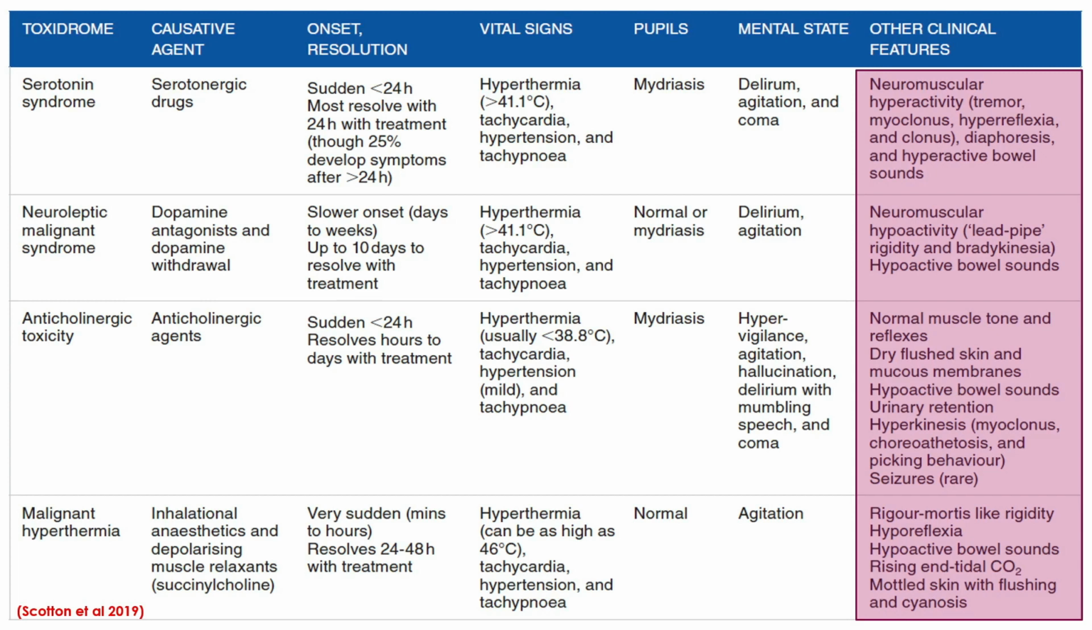occur in anticholinergic toxicity. However, in malignant hyperthermia, the pathognomonic feature is recent inhalation of anesthetic drugs and depolarizing muscle relaxants such as succinylcholine. As soon as they take, within few minutes to hours, malignant hyperthermia sets in. It has rigor mortis like rigidity, hyporeflexia, hypoactive bowel sounds, rising end-tidal carbon dioxide, mottled skin with flushing and cyanosis. So this is how we are going to differentiate between serotonin syndrome and NMS, anticholinergic toxicity, and malignant hyperthermia.